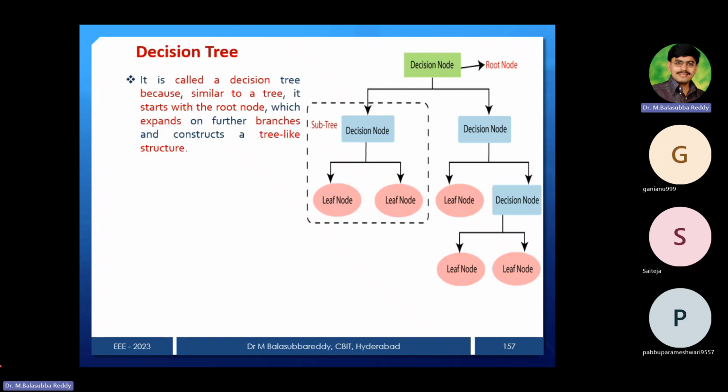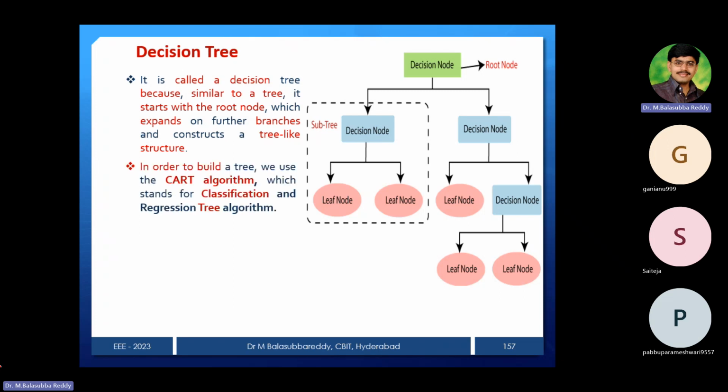Now that's what I mentioned here. It is a decision tree because it is similar to a tree only. Whatever we are dividing here, the features, it is going to be in a tree state. It starts with the root node, then a branch, and then it further branches and constructs a tree structure. So in this fashion, we will get it.